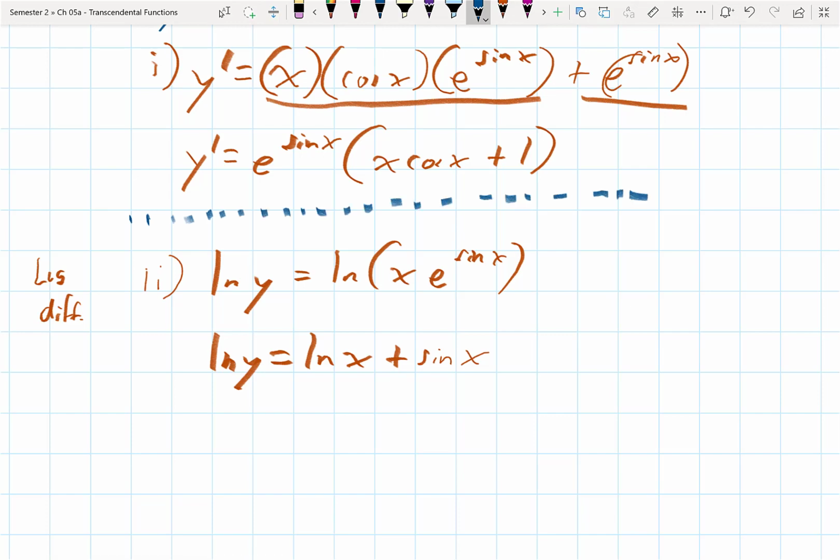Okay. Then you do the derivative of the left side, which is chain rule, y prime times 1 over y. You do the derivative of the right side. What's the derivative of ln of x? 1 over x. Plus the derivative of sine x is cosine x.